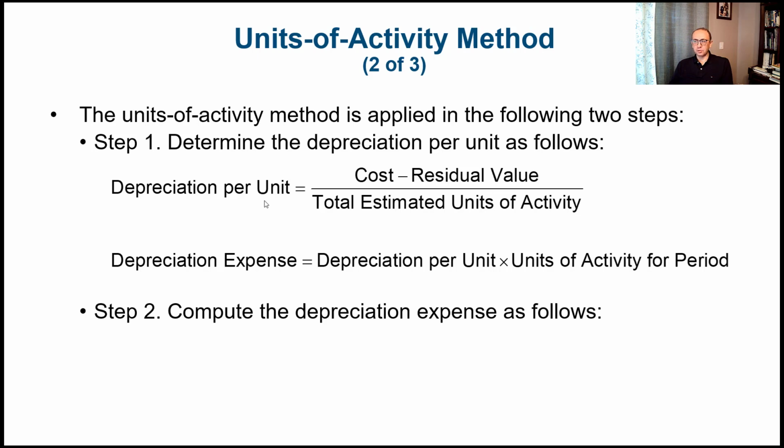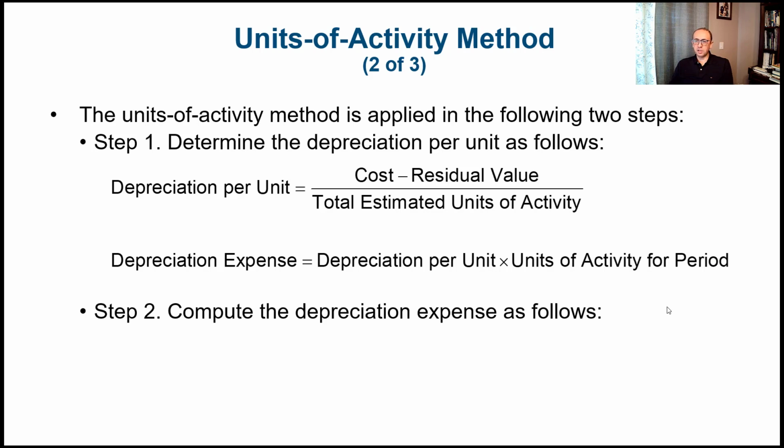That's not the number to be used. That's going to be applied in the second step to compute the depreciation expense, and it's calculated as depreciation per unit multiplied by the units of activity for the period. So again, in this approach, we have to make an estimate for how productive this asset would be. For example, a truck, we expect it to be driven for 100,000 miles. So our total estimated units of activity would be 100,000 miles. And then we see how many miles it was used during this period, and that's going to be used here, the units of activity for the period.